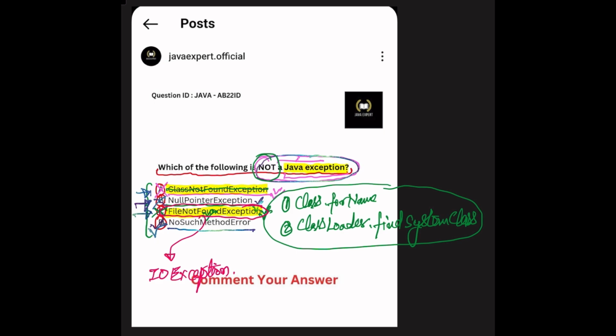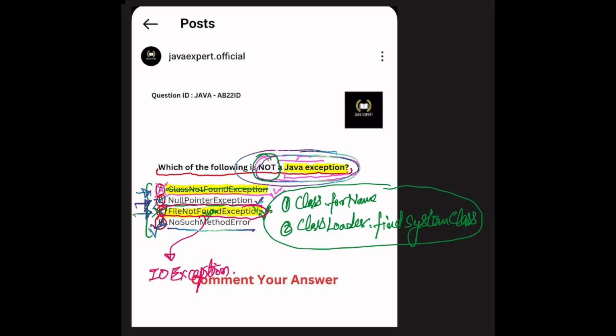It is not a Java exception, because it is true. It is not a Java exception. So what is it, just let me explain. No such method error is not an exception but an error. It is a subclass of incompatible class change error and is thrown when an application tries to call a specified method of a class, either static or instance, and that class no longer has a definition of that method. This usually occurs when the class definition changes after the class was compiled.